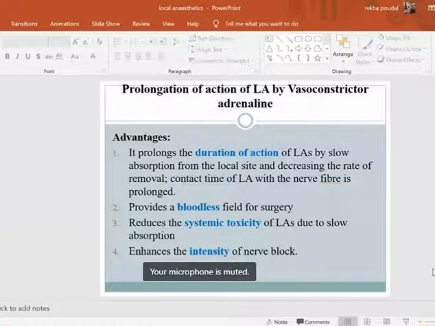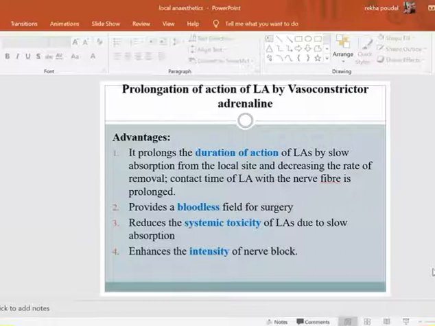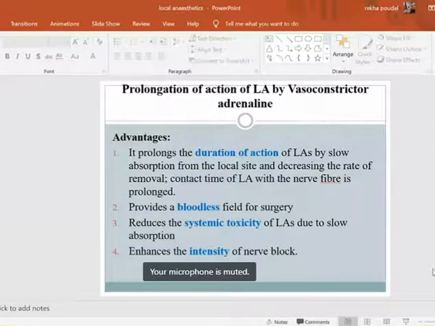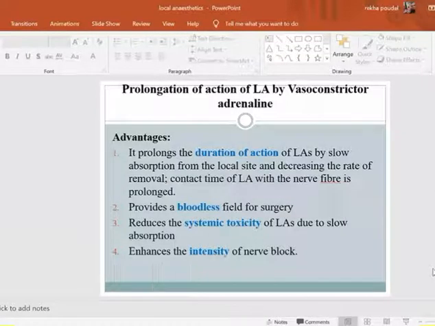And number three is it will reduce the systemic toxicity of local anesthetic due to slow absorption. So whenever it is given in combination with adrenaline, the local anesthetic is absorbed very slowly, so that systemic toxicity is also reduced. So this is another advantage of giving it in combination. And it will enhance the intensity of the nerve block. So when it is given together, it will increase the intensity of nerve block in that particular area. So these are the advantages of giving local anesthetics along with a vasoconstrictor drug, that is adrenaline.